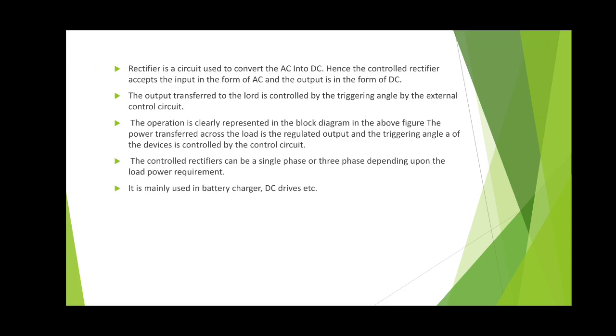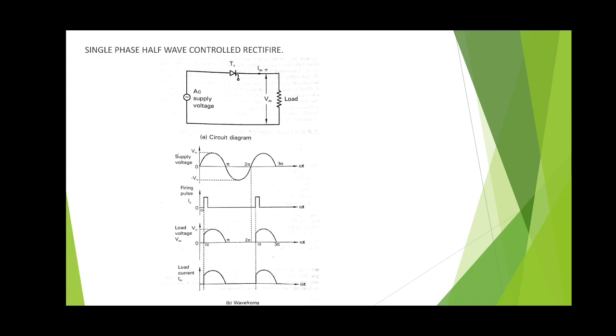Questions are asked on all the types of controlled rectifiers. So for these questions we have to draw the circuit diagram, then we have to draw the waveform, then we have to go for the explanation. The first type of control rectifier is the single phase half wave control rectifier. The diagram is shown. Supply is AC, a single thyristor is used, and the load here is a pure resistive load.